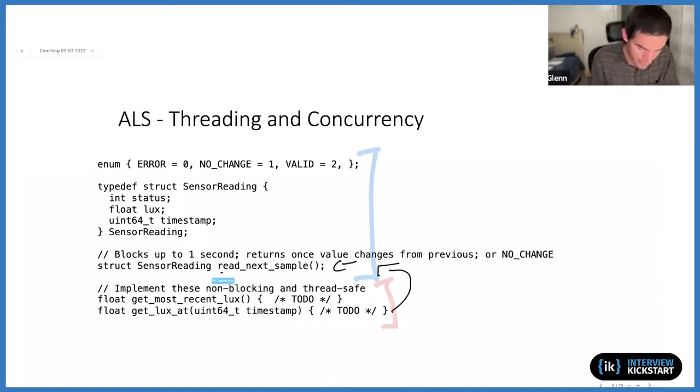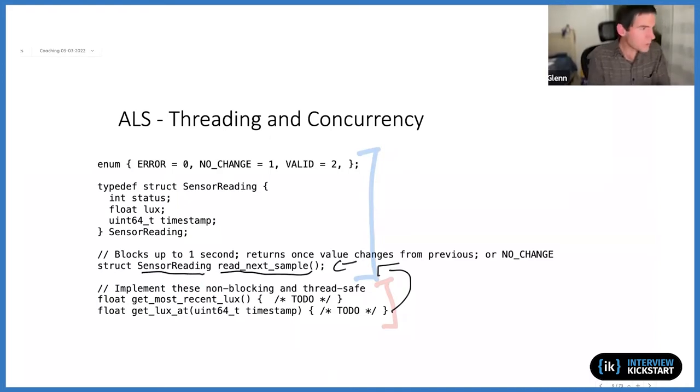In this case, the function that we were given that's already implemented, and that we don't need to do anything with other than use, is a function called readNextSample. This function returns the next sample. The sensor that we're talking about is the ALS sensor, the light sensor, so we are going to receive a lux value from that sensor. Along with the lux value, we're also going to get a timestamp associated with when that value was created, and then also a status in case there was some sort of error in collecting that. So readNextSample is going to block, and block here is the key one.